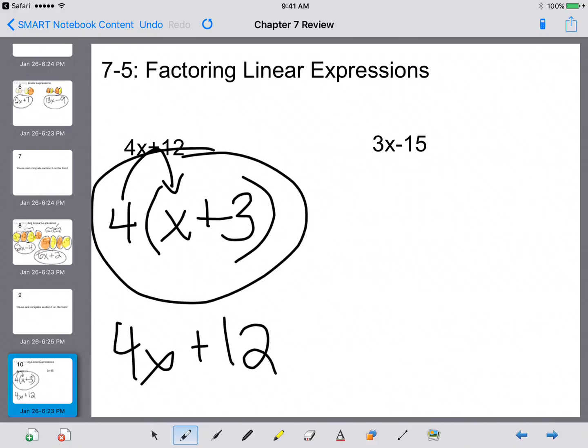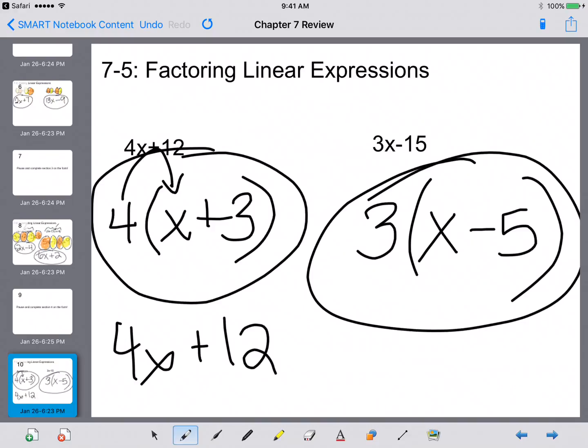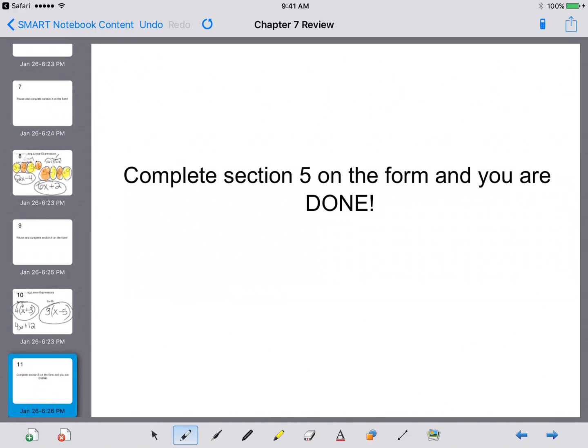Now we have 3x minus 15. What's common between 3x and 15 is 3. So 3 goes on the outside of your parentheses. 3 times what equals 3x? That would just be 3 times x. So x goes on the inside there. Now you bring down your minus sign. And 3 times what equals 15? 3 times 5 is 15, so 5 is your other number inside of your parenthesis. And that's your answer there. So you can go ahead and complete section 5 on the form, and then you are done.